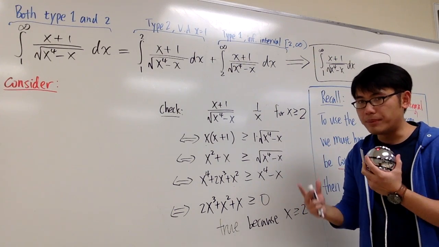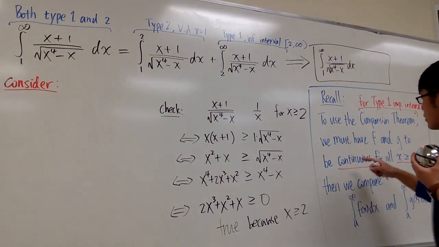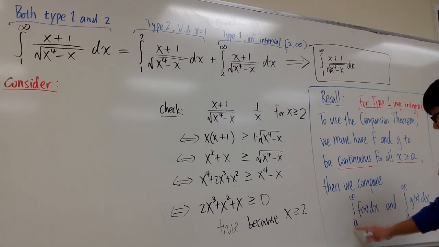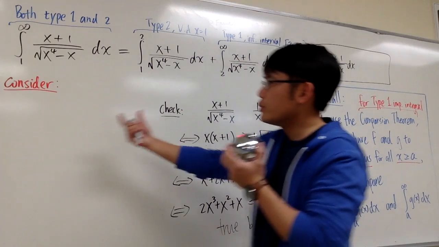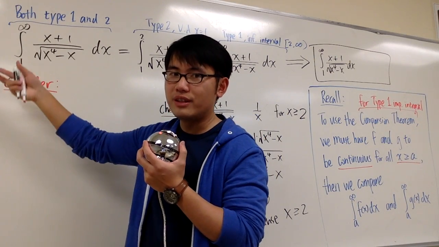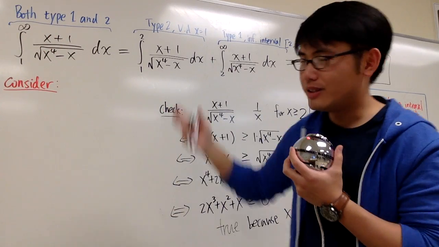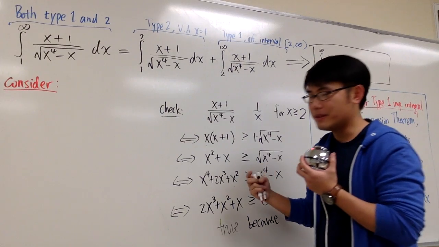Another reason why you have to pay attention to these kinds of things is because, let's recall the comparison theorem for type 1 improper integrals. To use the comparison theorem, we must make sure that the functions f and g are continuous for all x values greater than or equal to a. And then we can compare the integral from a to infinity of f of x with the integral from a to infinity of g of x. So we cannot really deal with this integral from 1 to infinity because when x is equal to 1, this function is not continuous. So we have to break it down into two pieces, all right?